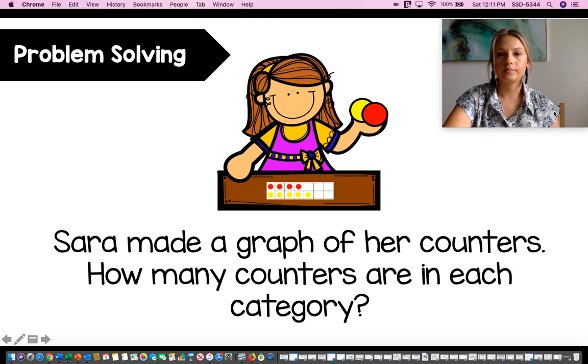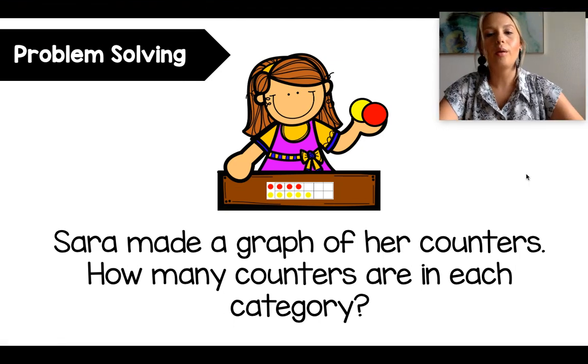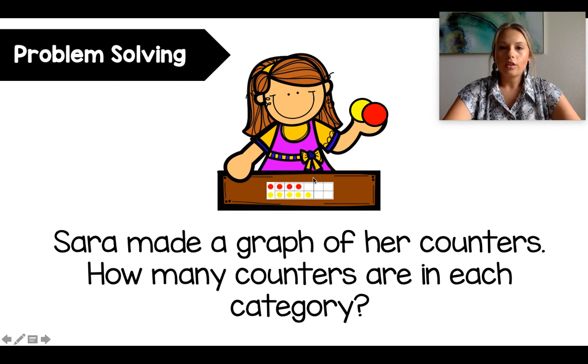So we are going to be problem solving problems, because we are problem solvers, right? So look at the illustration. I see the girl. Looks like she's holding yellow counters, red counters, and I see a graph on her desk. Here's our problem. Sarah made a graph of her counters. I see the graph here. How many counters are in each category?